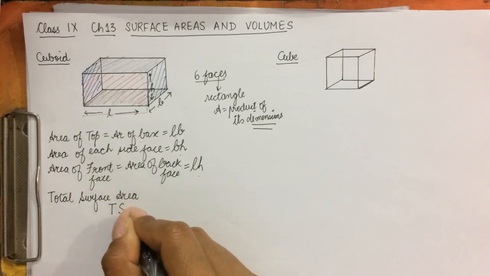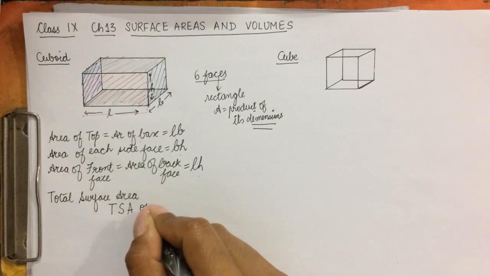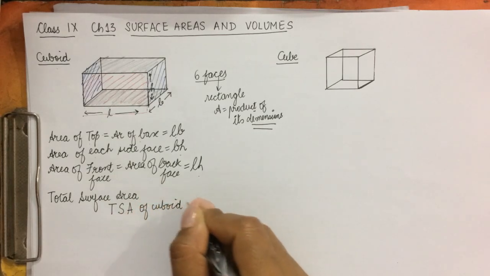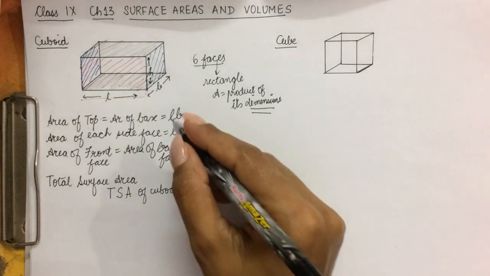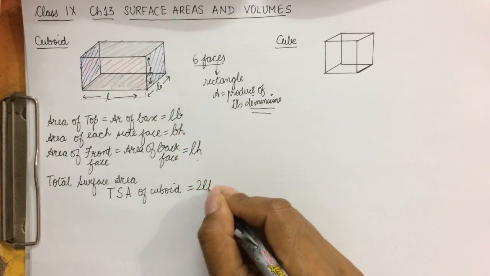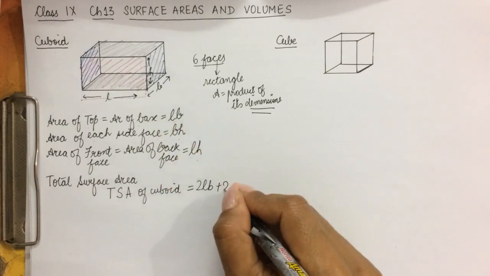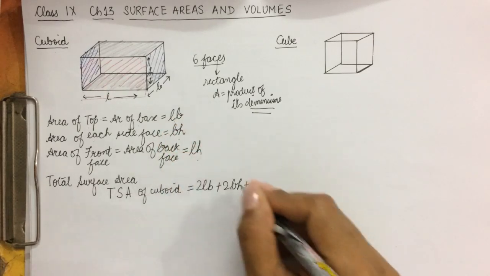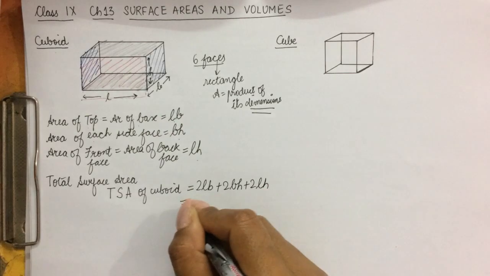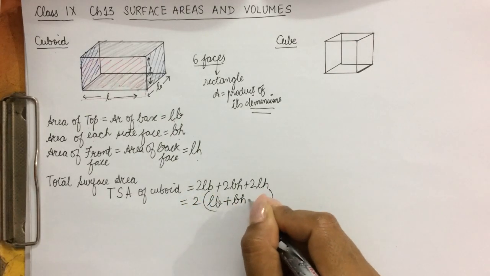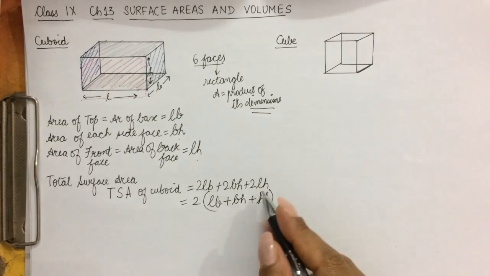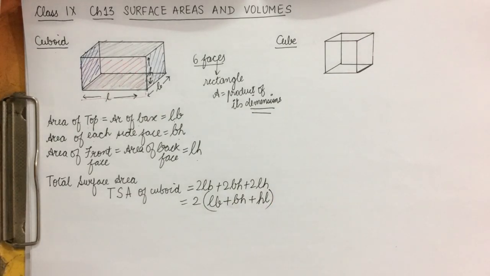So the total surface area for the cuboid, we will be using the acronym TSA, is given by the total of all of these areas. There are 2 faces with area LB, 2 faces with area BH, and 2 faces with area LH. 2 can be taken common: 2 times LB plus BH plus HL. You can write LH as well. Now this gives us the area for all of these surfaces.